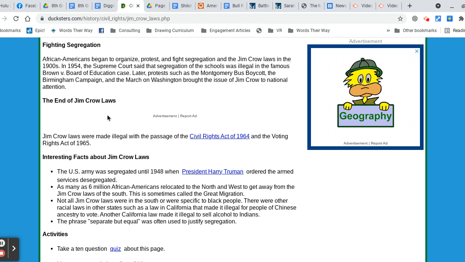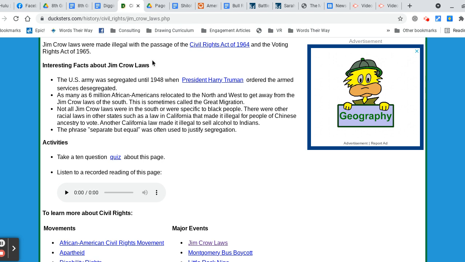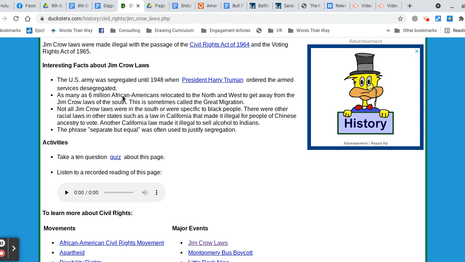The end of Jim Crow laws. Jim Crow laws were made illegal with the passage of the Civil Rights Act of 1964 and the Voting Rights Act of 1965. Interesting facts about Jim Crow laws. The U.S. Army was segregated until 1948 when President Harry Truman ordered the armed services desegregated. As many as 6 million African Americans relocated to the North and West to get away from Jim Crow laws of the South. This is sometimes called the Great Migration.